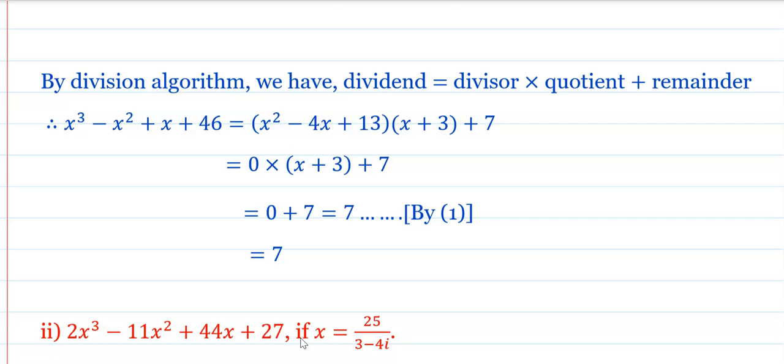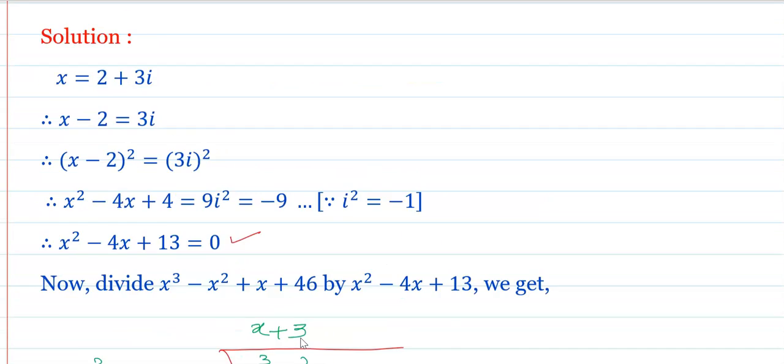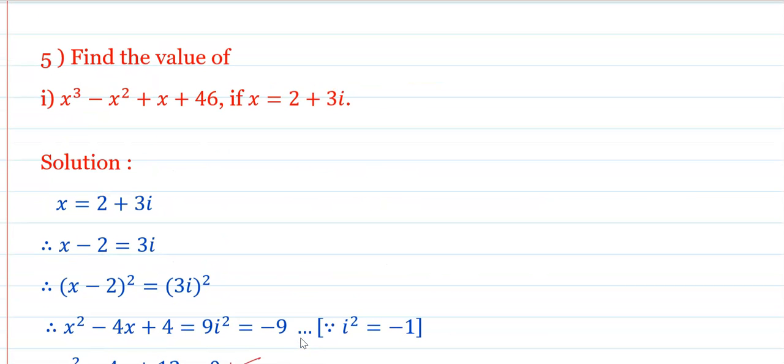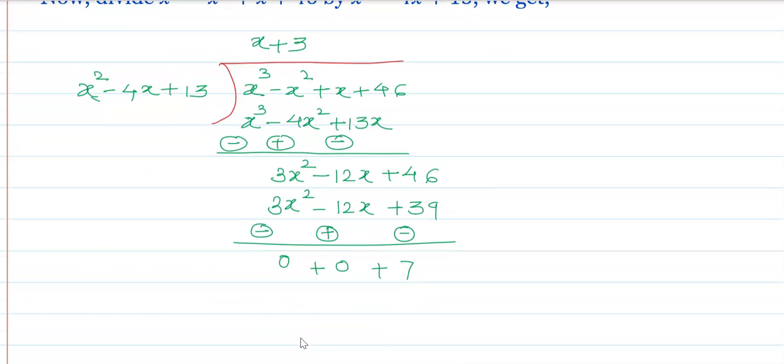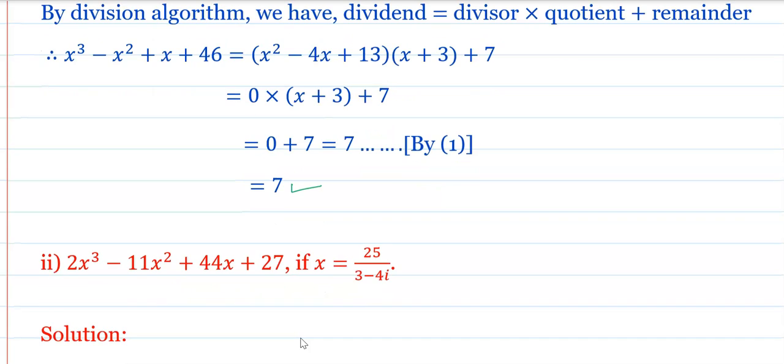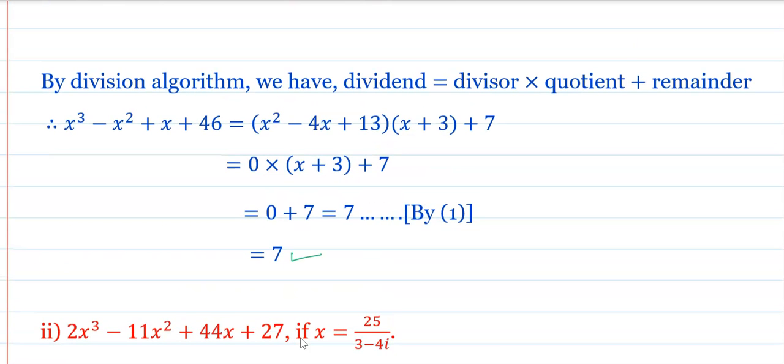The value of x square minus 4x plus 13 is 0. 0 into x plus 3 is 0, plus 7. 0 plus 7 is 7. And hence the value of the polynomial x cube minus x square plus x plus 46 is 7. पुन्हा तुम्ही एकदा इथे बघू शकता. Okay. Now the next, see this here.